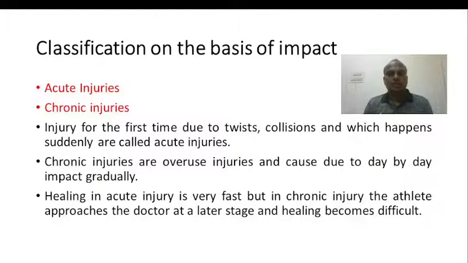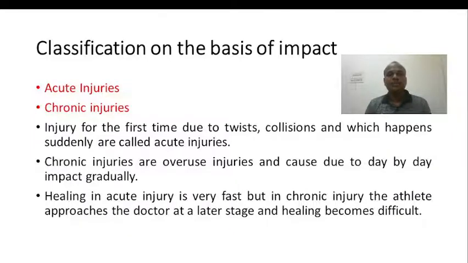Sports injury on the basis of impact. Certain injuries are acute injuries and some injuries are chronic injuries. Injuries that happen for the first time due to twists or collisions, and which happen suddenly, are called acute injuries. These injuries may be due to twists, or due to collision with objects like a goalpost, or with an opponent or even a teammate. Collisions are quite common and these injuries are called acute injuries.